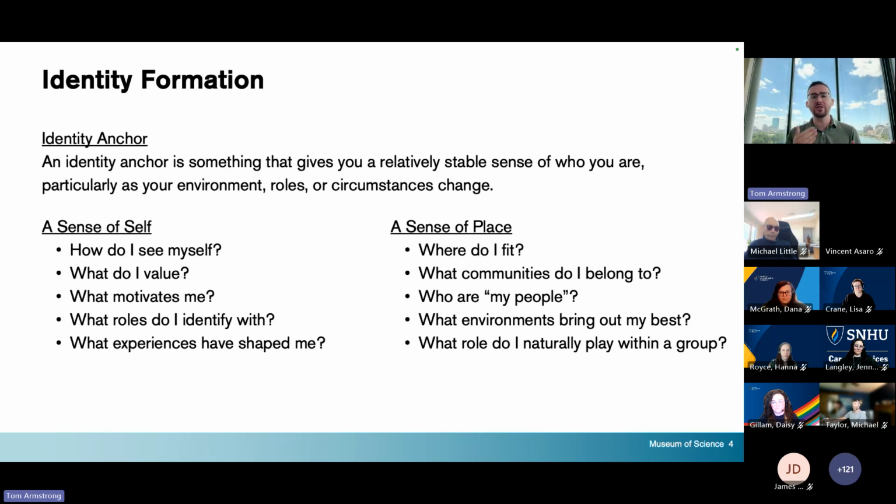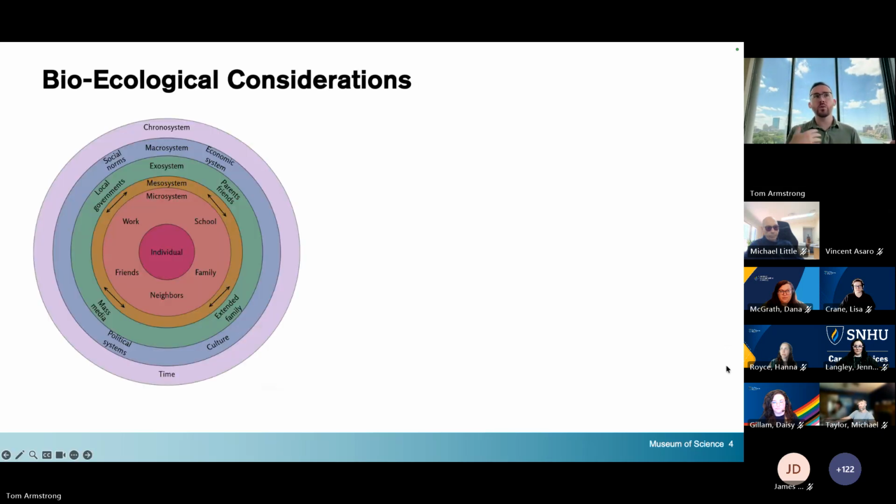These are just really great reflective prompts. Whether it's a sense of self and the internal understanding of who you are, or a sense of place about your relationship with communities and systems about you. You might want to leave thinking, what are 3 communities I belong to? What are 3 values that guide me? What are 3 experiences that have shaped me? 3 words I might use to describe myself, just as a tool to kind of start figuring out the who am I? Because as we move forward, we're going to have to think about our bioecological considerations.